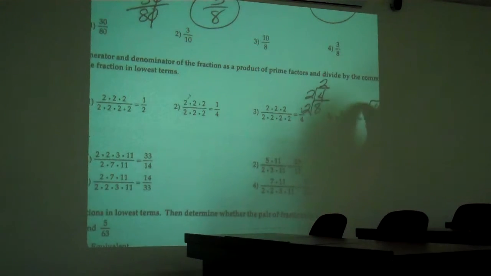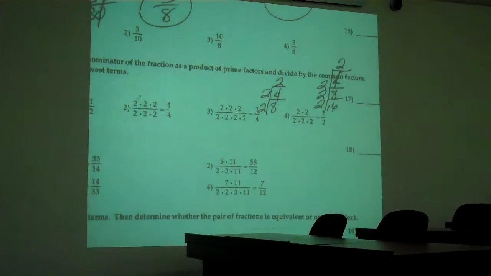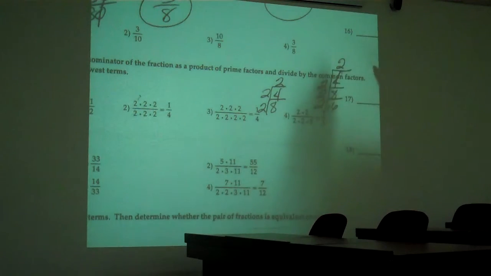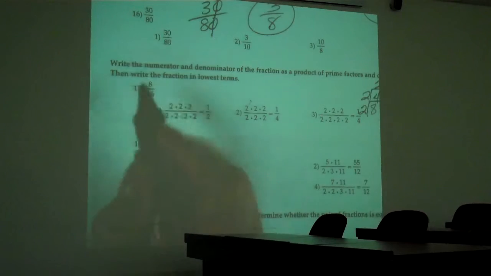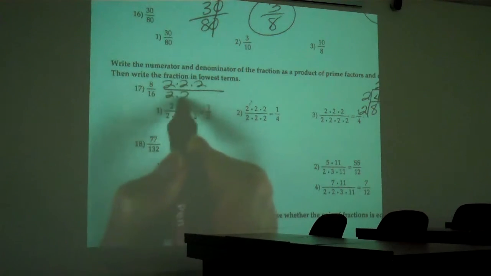16 divided by 2 is 8. Divided by 2, 4. Divided by 2 is 2. So 16 has 4 2's. So we're going to have 3 2's on top and 4 2's on bottom.